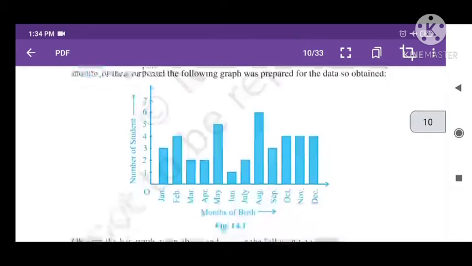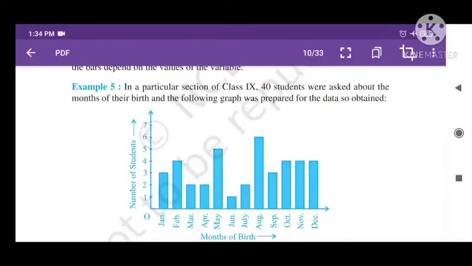For an example, you can see in example number 5: January, February, March, April, May. On the x-axis we have taken month and on the y-axis the number of students. For example, in our class, so many students are there, and we find out through the birth date how many students are in January, how many in February. So we need to draw the graph like this. This we call a bar graph. So today we need to see the bar graph. Now we move on to the exercise problem.